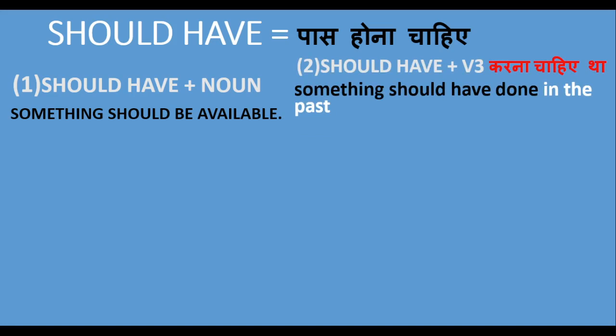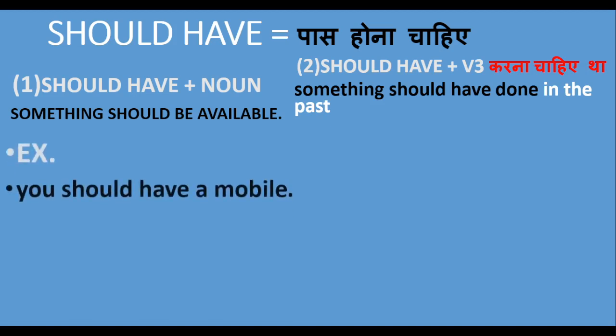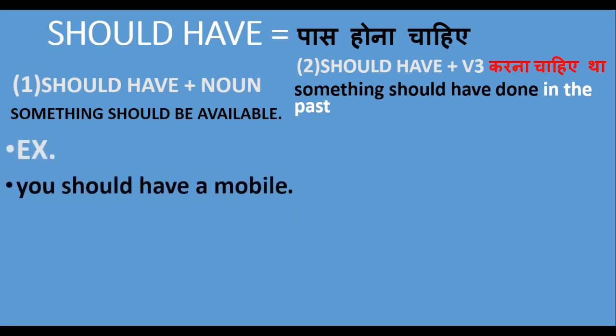So first of all, I'm going to discuss should have plus noun. Should have plus noun can be used to show availability in the present. Let me show you some examples. You should have a mobile. In this sentence, I use should have to show availability. For example, a mobile should be available with you.